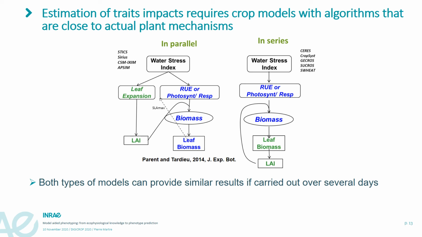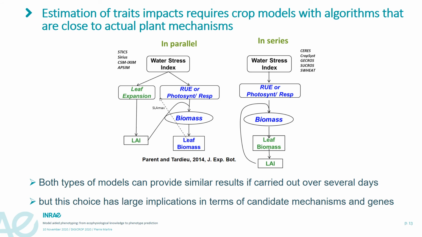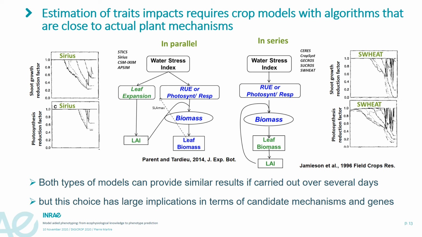These 2 types of model can provide similar results if carried out over several days. However, this choice has large implications in terms of candidate mechanisms and genes. And in relation with phenomics, this is well illustrated by model intercomparisons of these two types of models.